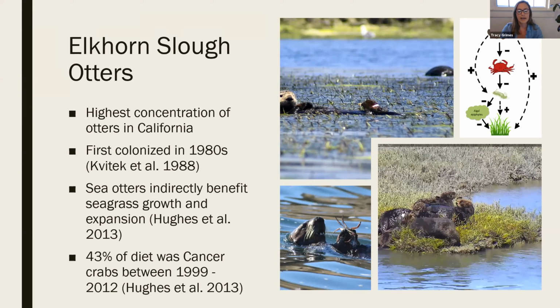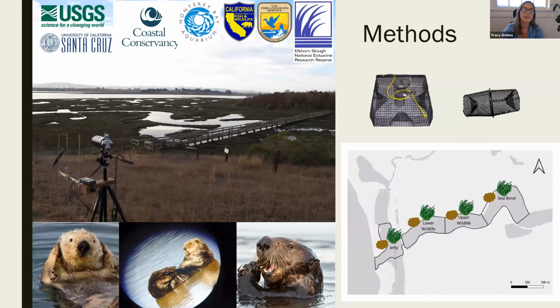So to do this, we first characterized sea otter occurrence. In Elkhorn Slough, we had a huge collaborative effort for several years between all these agencies. And observers would go out into the slough with spotting scopes and mark the location of otters throughout the estuary, as well as their behavior. So using these scopes, you could see if an otter is resting or grooming or foraging.